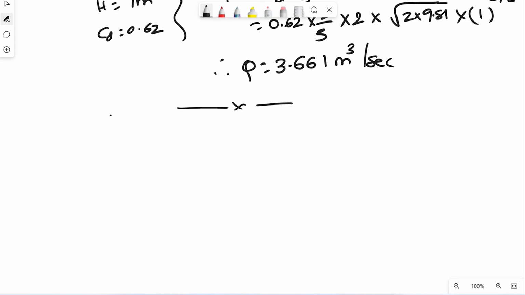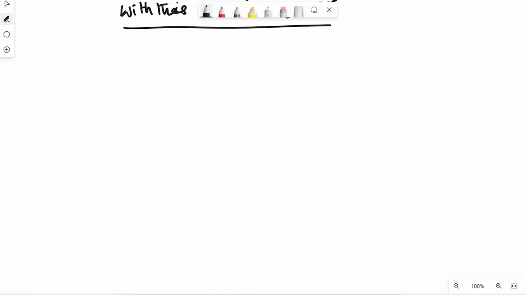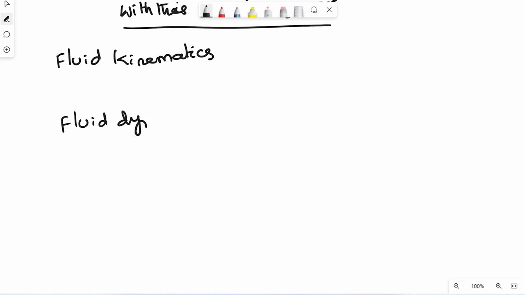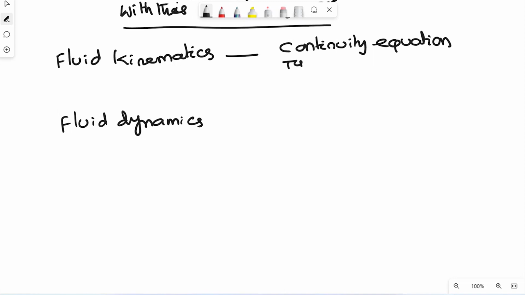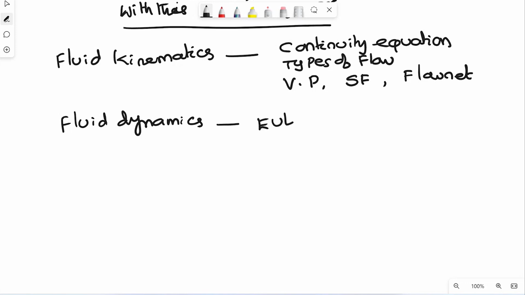With this, unit 2 is over. In unit 2, one part is fluid kinematics and the other is fluid dynamics. In fluid kinematics, first the continuity equation, types of flow, velocity, potential, stream function, flow net. So all revolves around that. Then second here, Euler's equation, Bernoulli's equation.